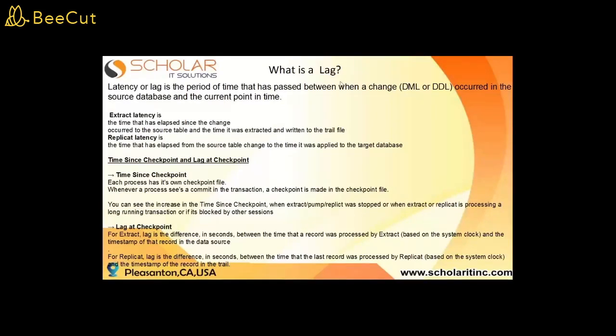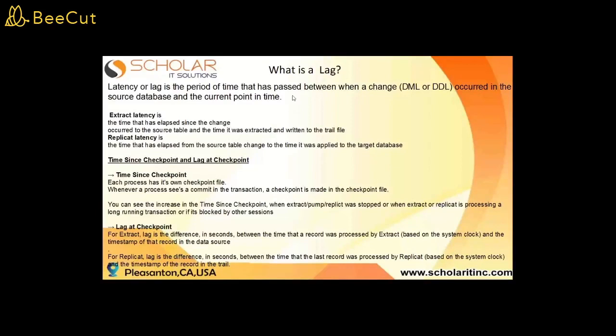So before that, what is a lag? Okay, so I'll just read that out for you. Latency or lag is the period of time that has passed between when a change occurred in the source and the current point in time. For example, I inserted a row at 5 a.m. and I committed it. And if that row comes in the target at 5:10, it means the lag is 10 minutes, right? Straightforward.